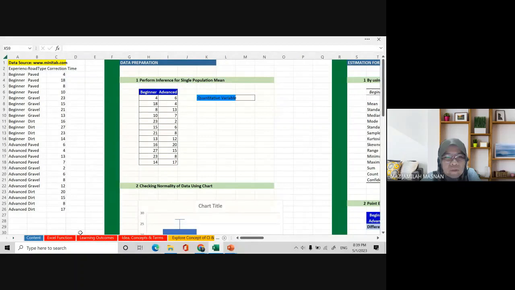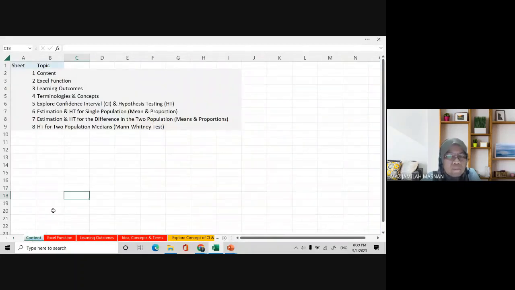Yes, sir. Okay. Now, let us begin with the content. These are among the things that we should cover under chapter 3. Under chapter 3, there will be basically 8 of them, but we have already covered until number 7. That includes the Excel function, the learning outcome for the Excel sheet, terminologies and concept.